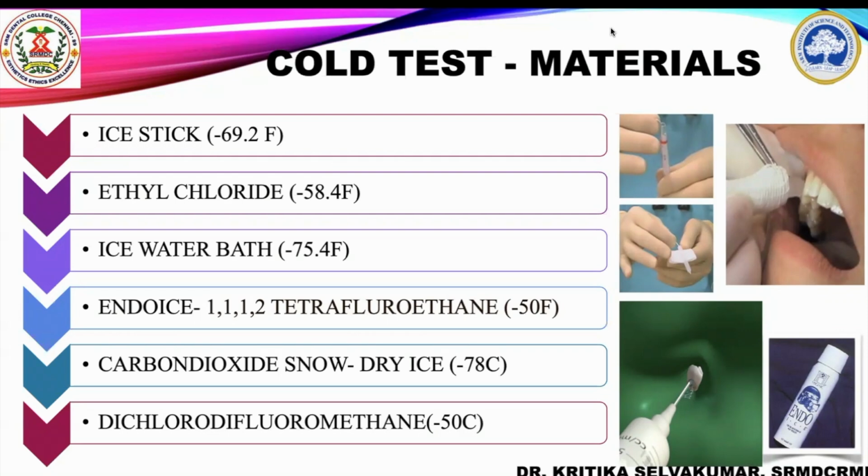Endo ice, which is composed of 1,1,1,2-tetrafluoroethane, which is the most commonly used cold test stimulus, with a temperature of minus 50 degrees Fahrenheit can be used. Carbon dioxide snow, also known as dry ice, with a temperature of minus 78 degrees Celsius can be used, and dichlorodifluoromethane with a temperature of minus 50 degrees Celsius can be used.